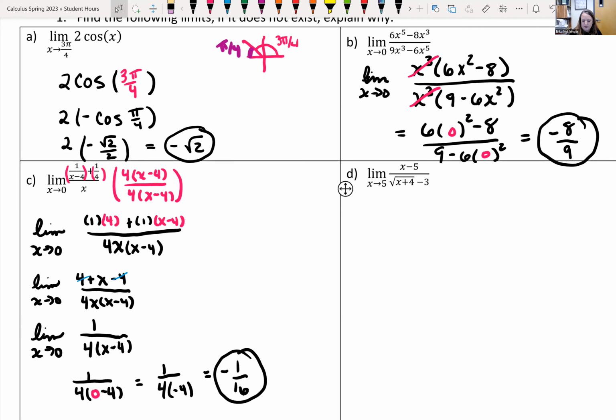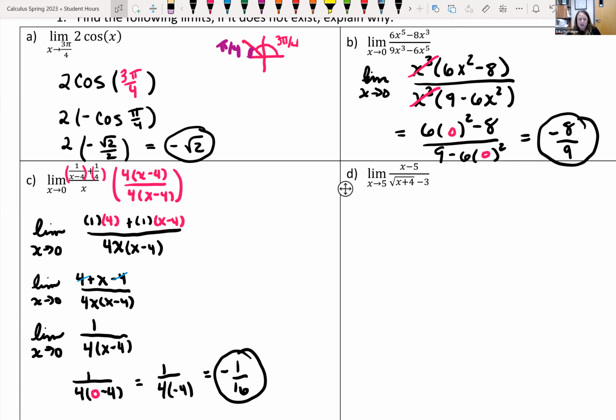Again, if we did direct substitution, I notice right away that I'm going to get 0 over 0. In the numerator, I have 5 minus 5, which is 0. In the denominator, I would have the square root of 5 plus 4, which is the square root of 9, which is 3. 3 minus 3 is 0. So I get that indeterminate form 0 over 0 again. So I need to go back and manipulate this.